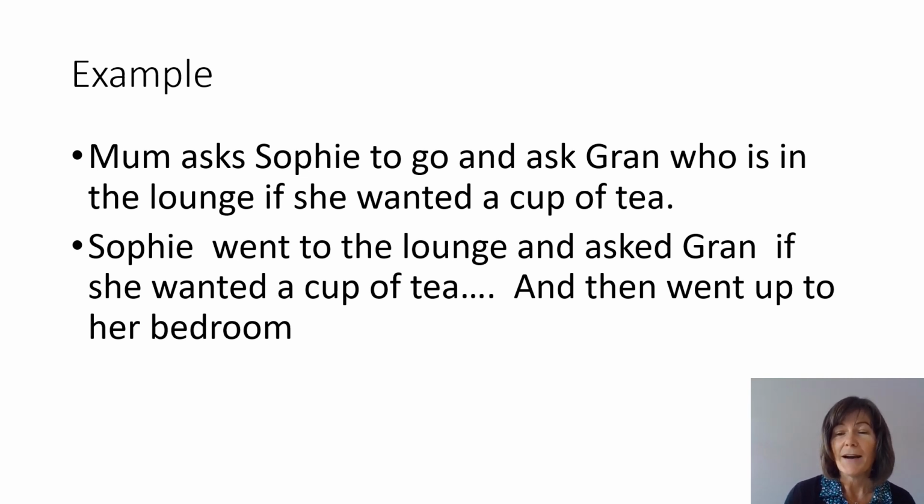Sophie did not pick up on what was being inferred by Mum. Mum wanted to know if Gran wanted a cup of tea so that she could make her one. And she had hoped that Sophie would come back and tell her, yes, Gran wants a cup of tea, Mum, and then Mum would have been able to make it. This is what's called theory of mind. Sophie was unable to pick up on that inference and understand fully what was being expected of her. And this can be a problem that can affect children with autism, but it can also affect children with ADHD, with fetal alcohol syndrome, or children with a brain injury or brain damage.